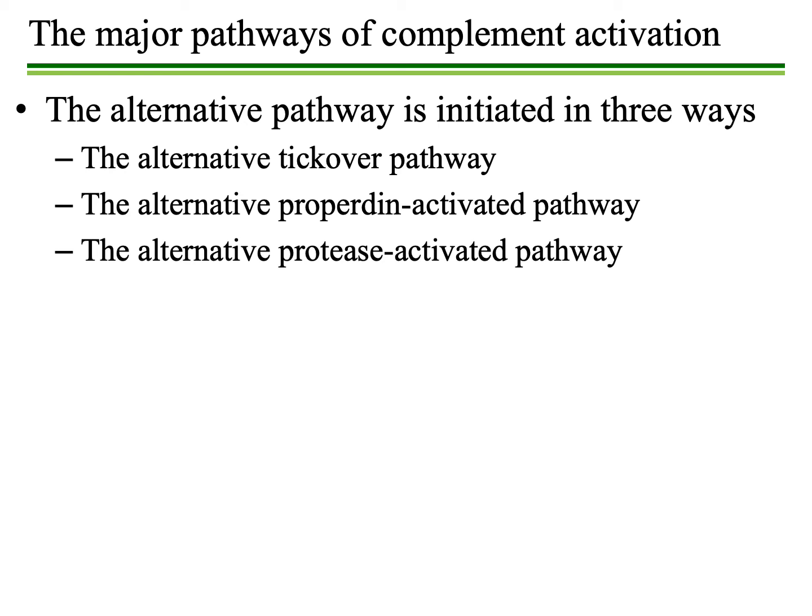There are 3 different subcategories in the alternative pathway. The first one is known as the alternative tickover pathway, and this is a pathway where small amounts of C3 are always cleaved but inactivated, and if there's no infection, then there's no need for this particular component. But in this case, there's always a small amount sort of just ready to go, ready to fight off a pathogen.